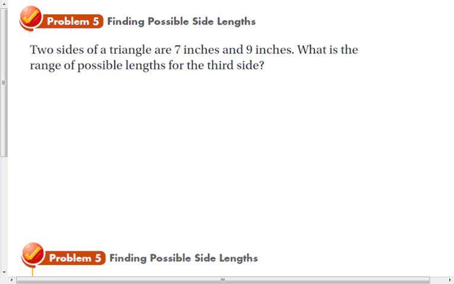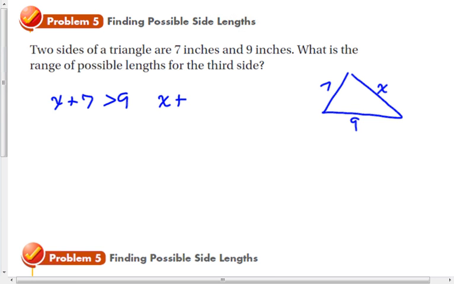Okay, we can also use this to find the range of possible sides. Two sides of a triangle are 7 and 9. What is the range of possible lengths for the third side? So let's say that this one's 7, this one's 9, and we'll just call this one x. So according to the triangle inequality theorem, x plus 7 must be greater than 9. Also, x plus 9 must be greater than 7, and 7 plus 9 must be greater than x.